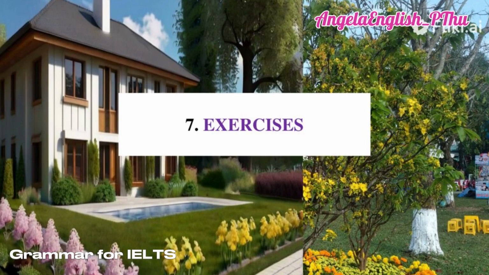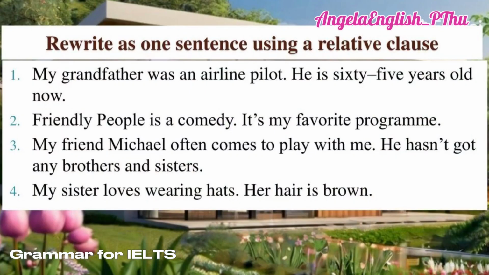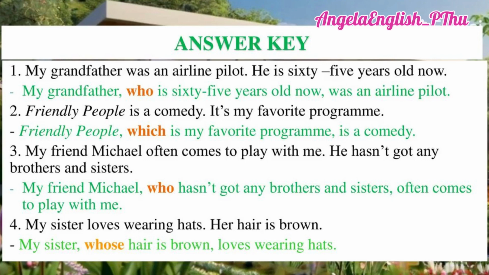7. Exercises. Rewrite as one sentence using a relative clause. 1. My grandfather was an airline pilot. He is 65 years old now. 2. Friendly People is a comedy. It's my favorite program. 3. My friend Michael often comes to play with me. He hasn't got any brothers and sisters. 4. My sister loves wearing hats. Her hair is brown. Here are the answers from 1 to 4.